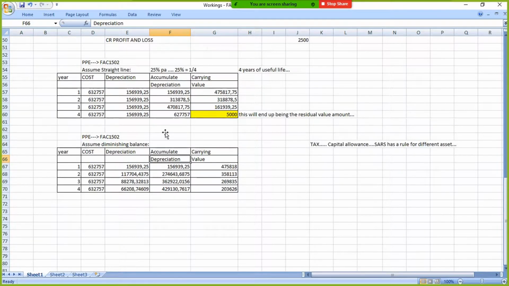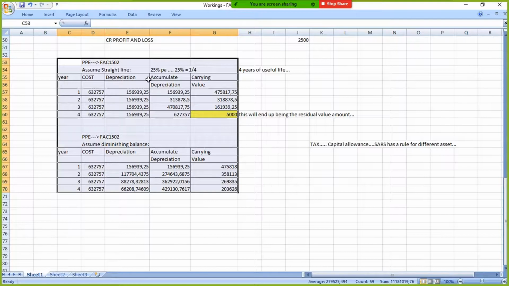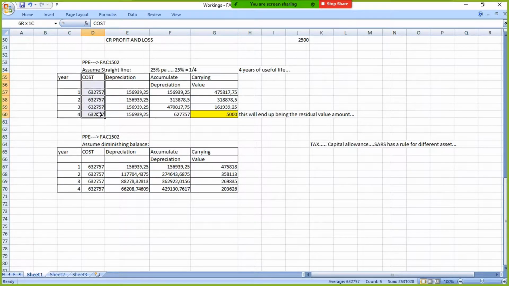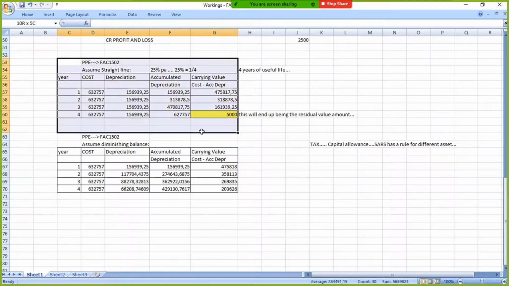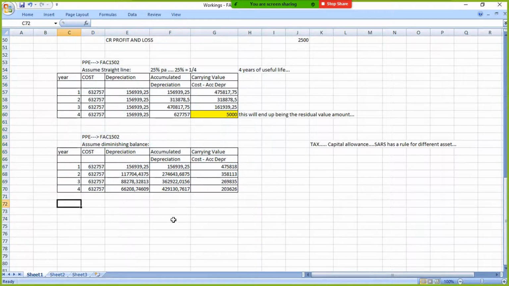Okay. So that's how I would have done PPE workings. And I always do it this way because the cost doesn't change. The depreciation needs to be calculated. That you would just add up, obviously, accumulated. And then the carrying value, we could even put the formula here, actually. Let's write down carrying value here, and then let's show the cost minus the accumulated depreciation. All right. So there's straight line, there's diminishing balance, some additional workings.